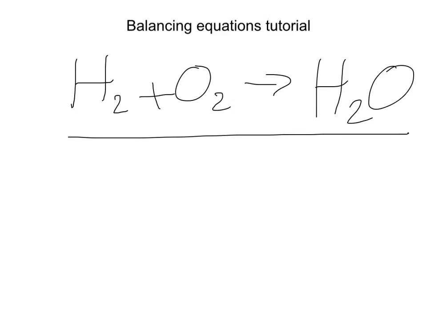Hi Year 9, this is a tutorial on how to balance symbol equations in chemistry. What we're going to do is start off with some very basic symbol equations and go through how to balance them using something called the grid method, and then in a later part we're going to go on to some more complex equations where we're looking at brackets and how we can balance those more complex ones.